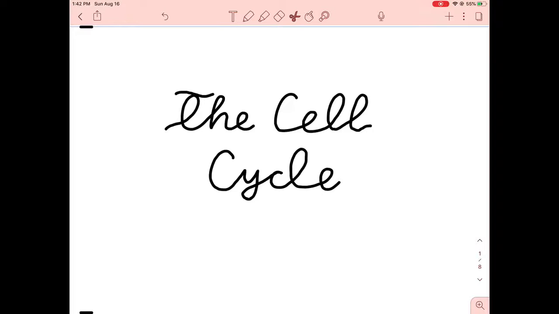Hey guys, today we will be talking about the cell cycle. The cell cycle is a series of events that cells go through as they grow and divide. The phases of the cell cycle include interphase, mitosis, and cytokinesis for all cells except gametes. And for gametes, the phases include interphase, meiosis I, cytokinesis I, meiosis II, and cytokinesis II.